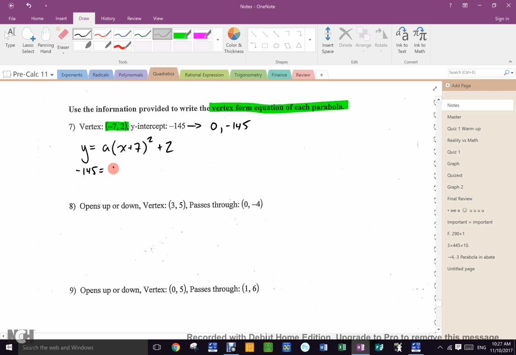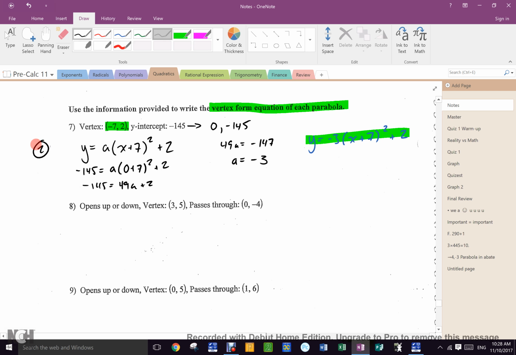Negative 145 equaled a times (0 plus 7) squared plus 2. So that's negative 145 equaled 49a plus 2. Take away 2 from both sides. 49a equaled negative 147. A equaled negative 3. So your vertex form to get the whole 2 marks is y equals negative 3(x plus 7) squared plus 2. And that gets you your whole 2 marks. Any questions? Going once.